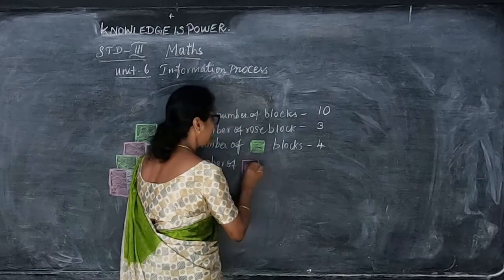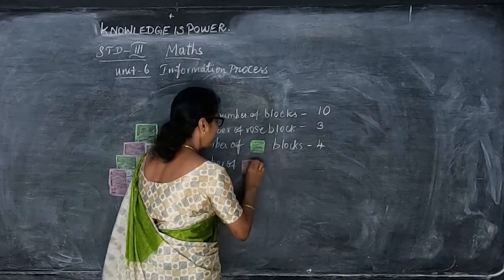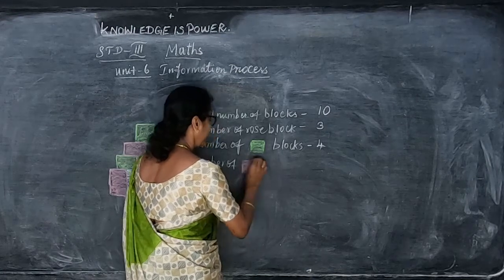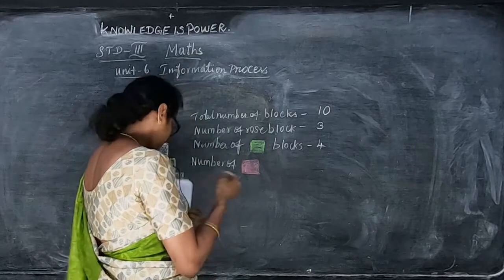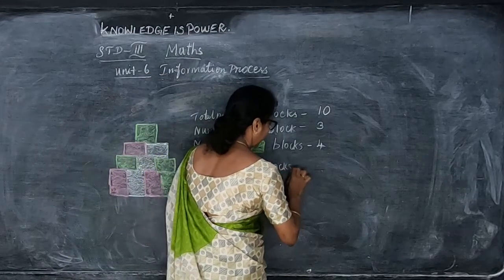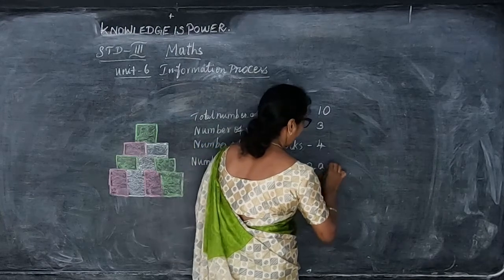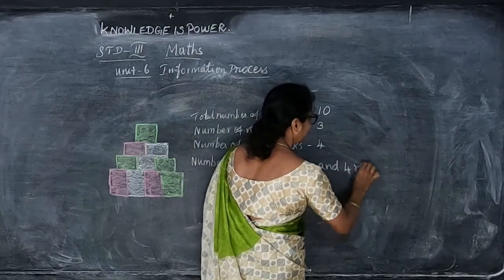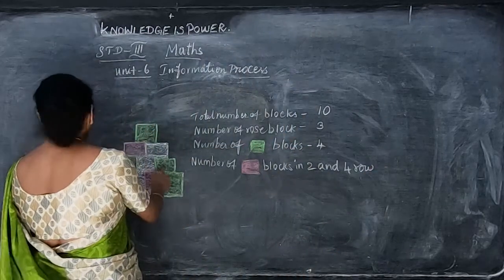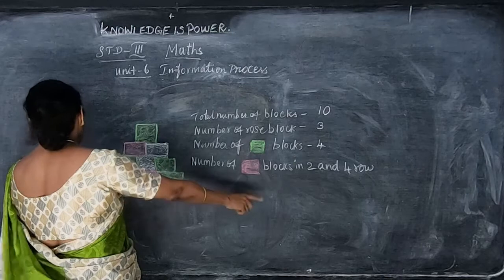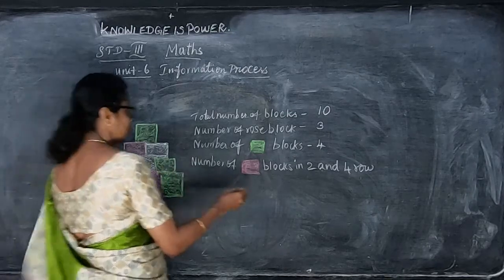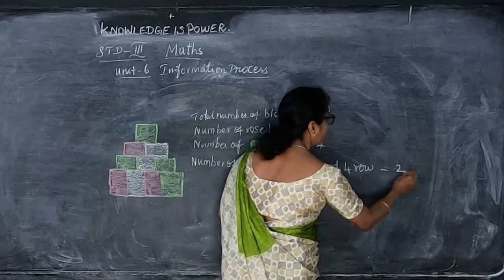They won't ask the same questions. They will twist you and ask. That means they will confuse and ask. See here in this question, number of pink blocks in the second and fourth row. So how many blocks are there? In second row, no green is there, no pink is there. In fourth row, only 2. So you can write 2.